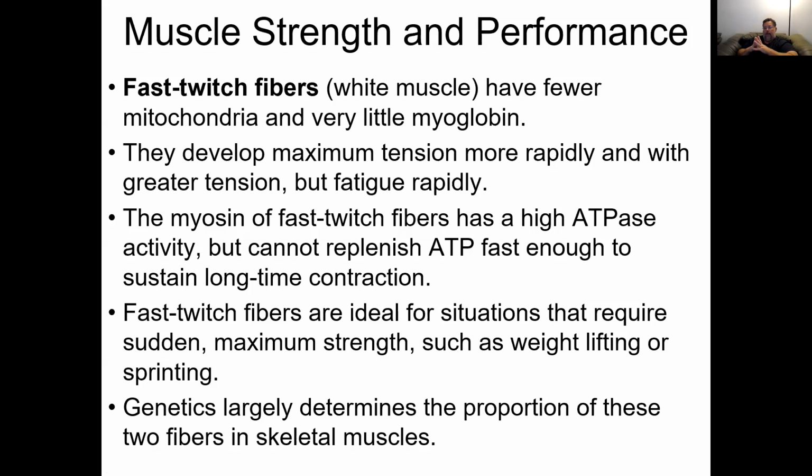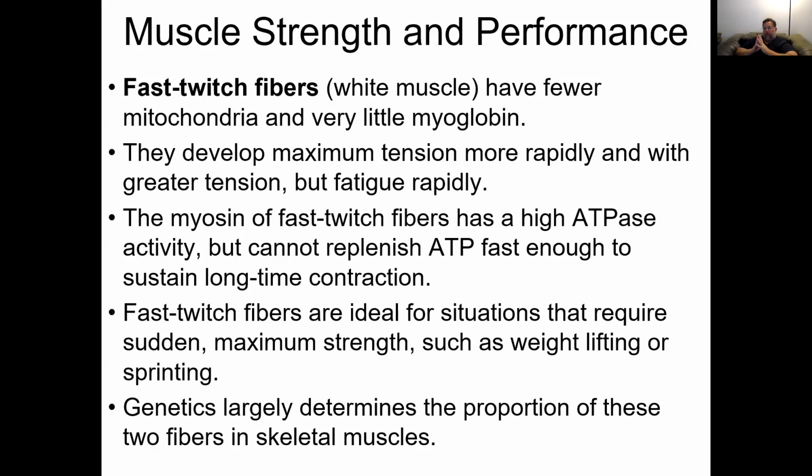They have lots of ATPases associated with them, so that allows for ATP to be broken down and for that quick power stroke that'll be needed for sprinting, lifting heavy weights, and so forth. Fast twitch fibers tend to be ideal for sudden, rapid weightlifting or sprinting.